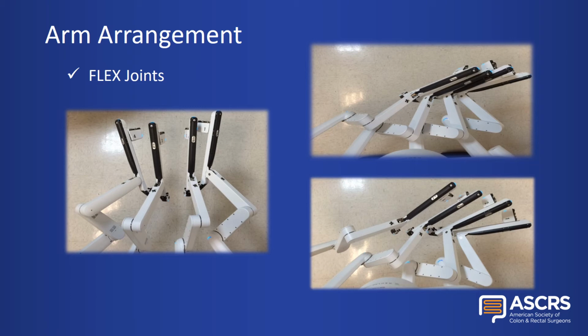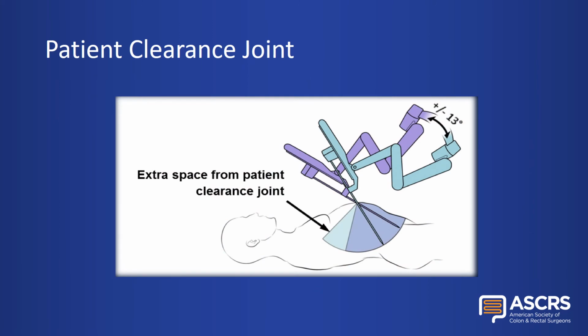Flexing an arm toward an adjacent arm minimizes interference at the instrument end. To access the area in line with the ports, the arm should be flexed toward the surgical area being worked on. Patient clearance joints move the back of the arms away from each other to avoid collision and create extra space from the patient.